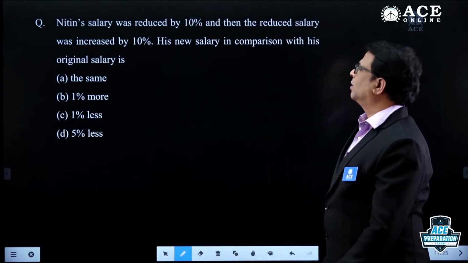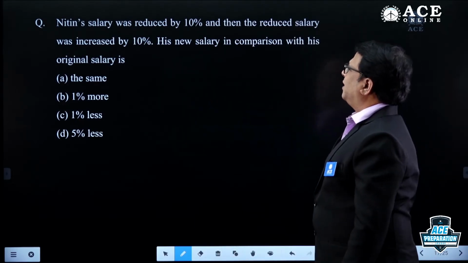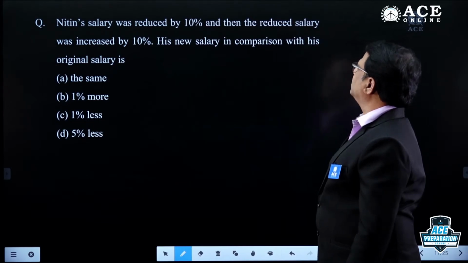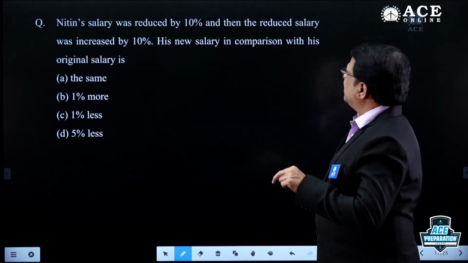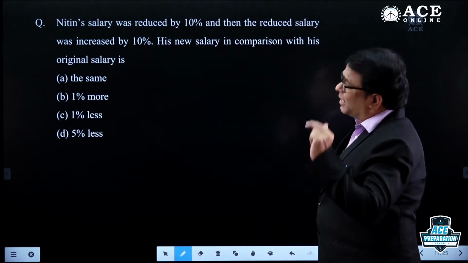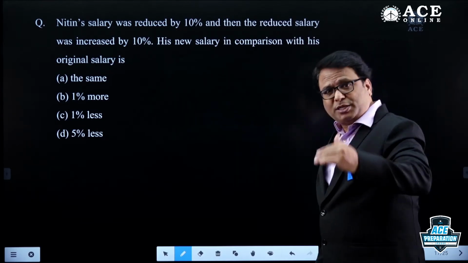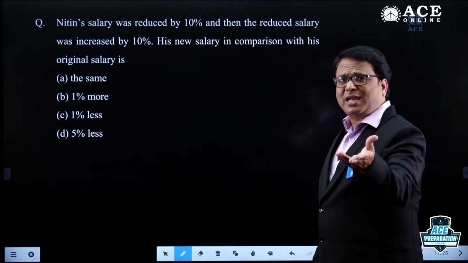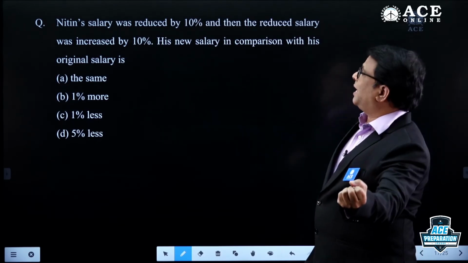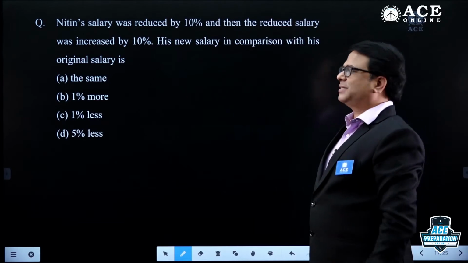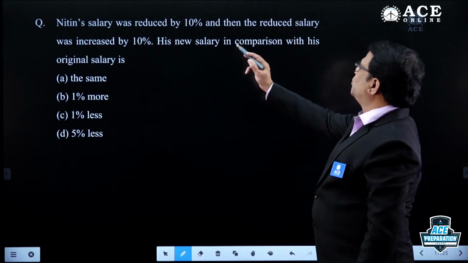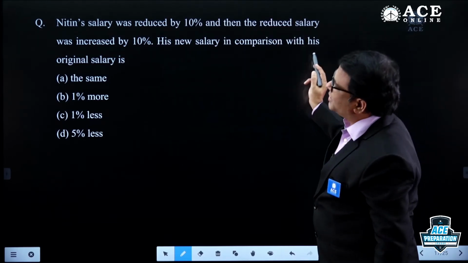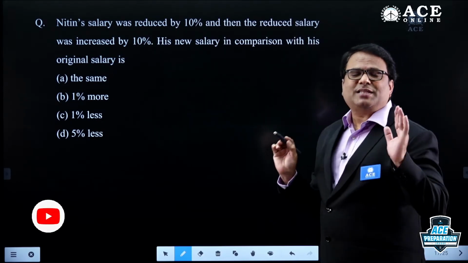Next question. Nitin's salary was reduced by 10%, and then the reduced salary was increased by 10%. So first the salary is reduced. When the salary is reduced, you get a new salary, and that new salary is increased by 10%. Then his new salary in comparison with the original salary is how much?